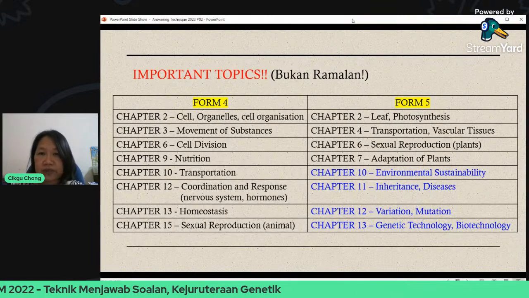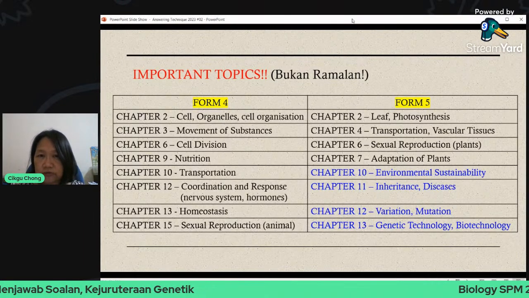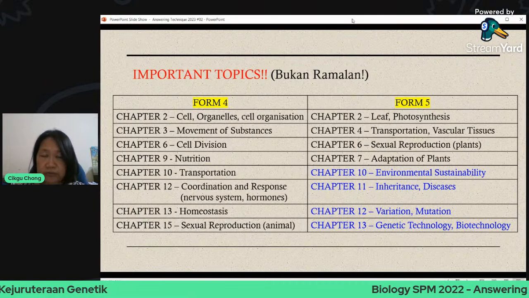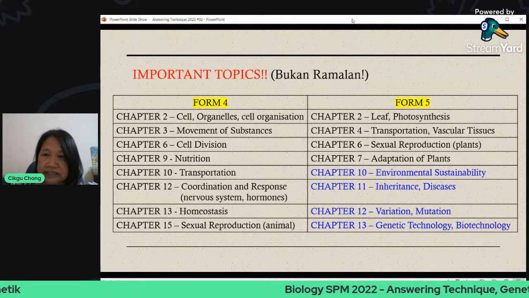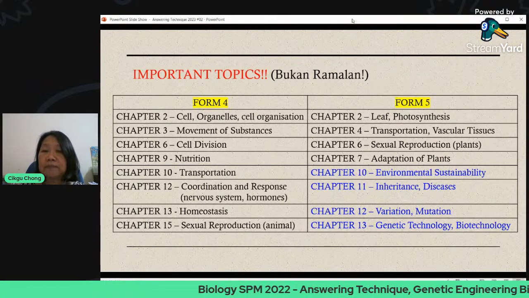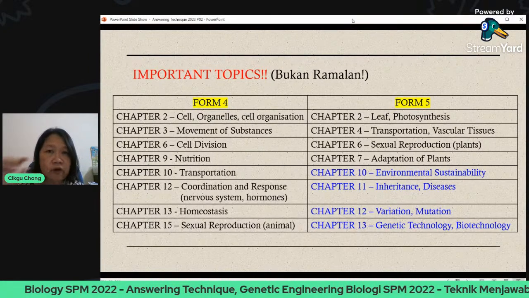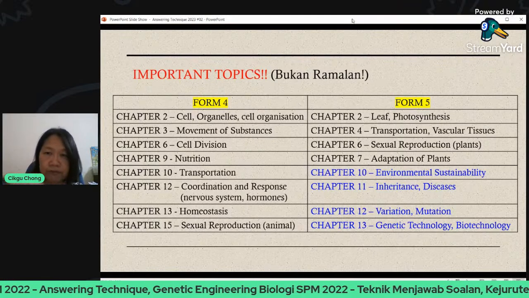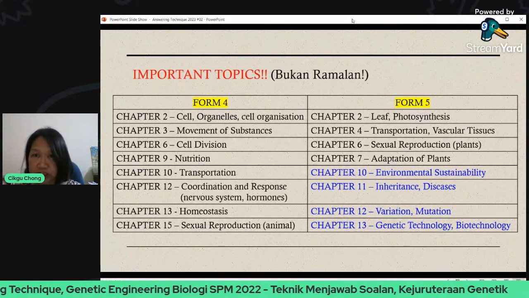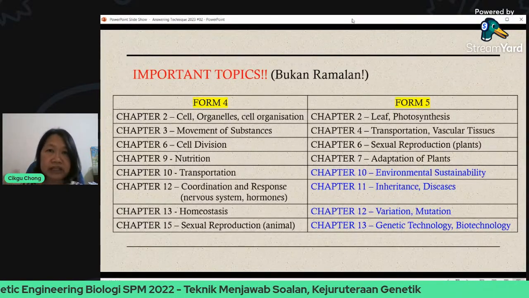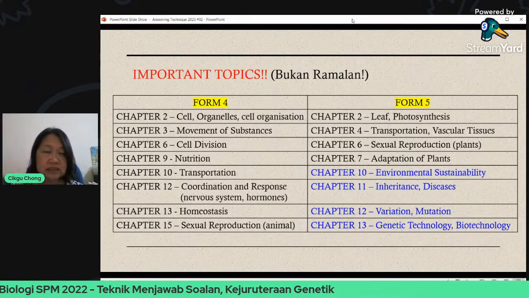Okay, Form 5, chapter 2 for photosynthesis. Chapter 4, vascular tissues, sexual reproduction in plants, adaptation. Don't forget, adaptation is a very popular question. Remember the form and function. Form, what is the structure and how does it have? So F and E, answering by F plus E.